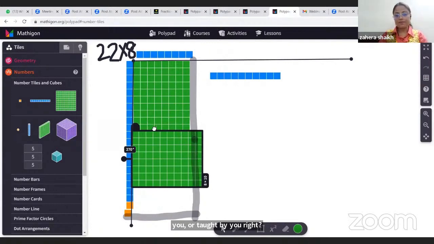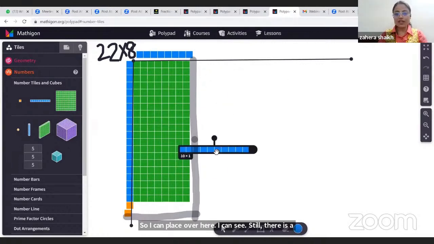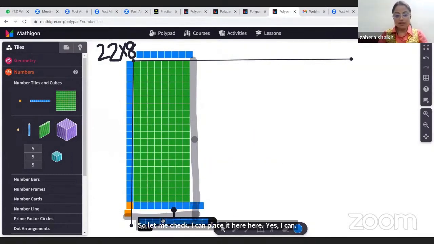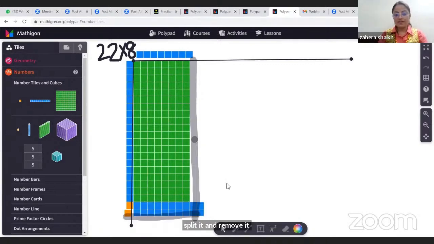Okay. So I can place over here. I can see still there is a place to accommodate few more tiles, right? So let me check. I can place it here. Yes, I can. Okay. It will take one more tower at the bottom. But again, I can see there are two extras over here. So I can just split it and remove it, right? So I can remove. Yes.